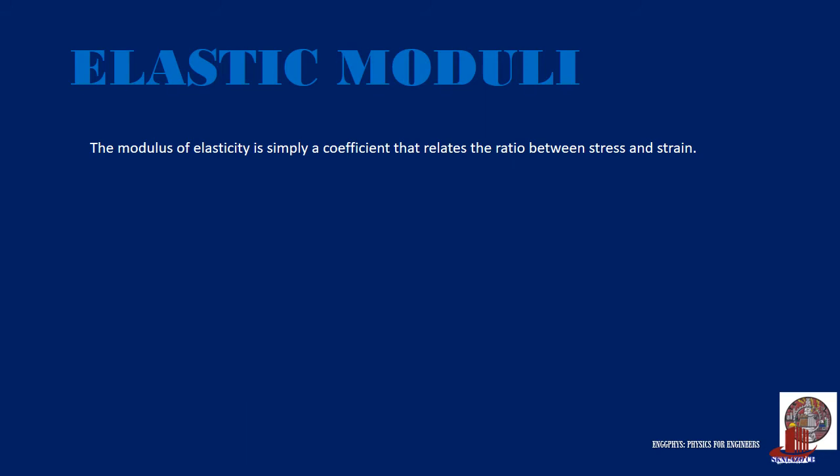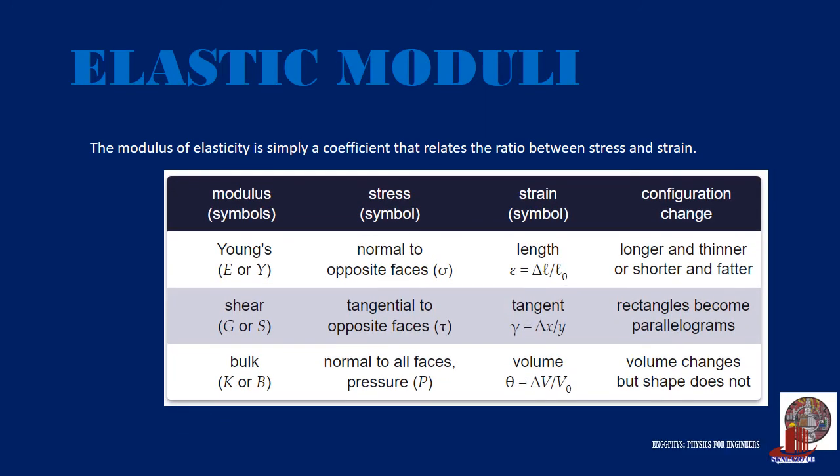Floppy materials such as rubber are ideal for things like bungee jumping ropes, but would be catastrophic for something like the deck hangers of the Sydney Harbour Bridge. Like stress, there are three kinds of elastic moduli too.